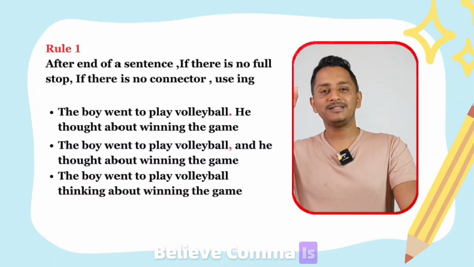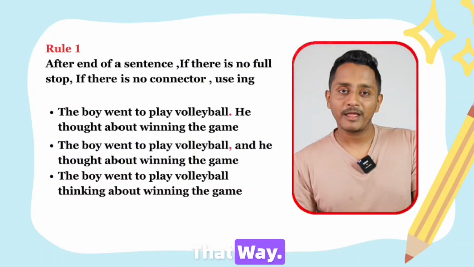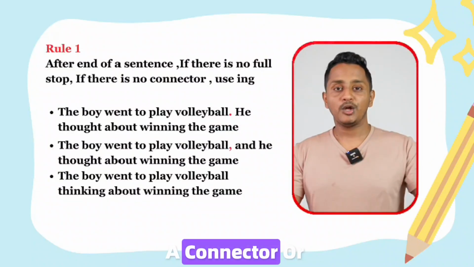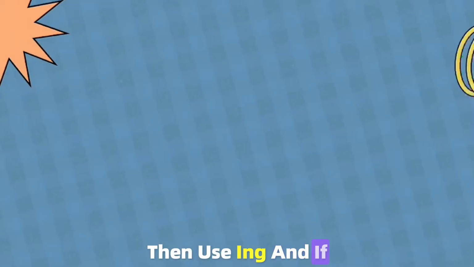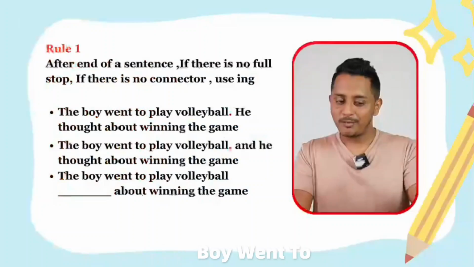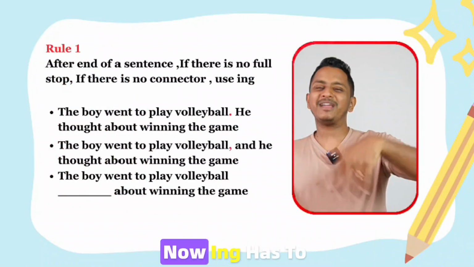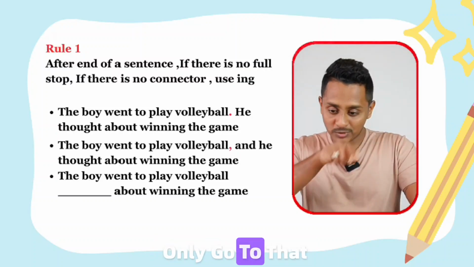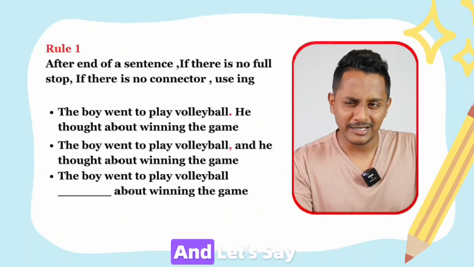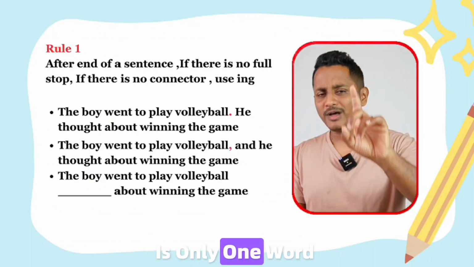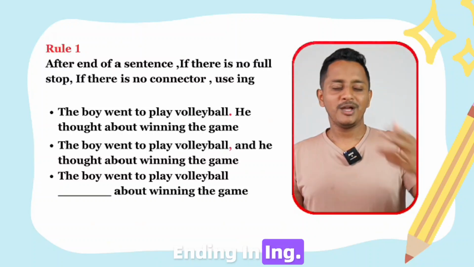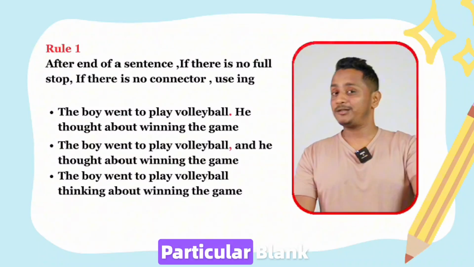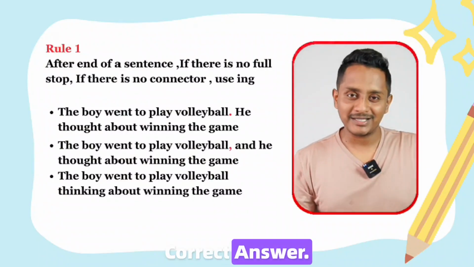Then you're going to use ing. Don't blindly believe comma is there, so I'll use ing. No, it doesn't work that way. You got to feel that, okay, the sentence is ending and still continued without a connector or without a full stop, then use ing. And if at that point there is a dash, the boy went to play volleyball, dash about winning the game, now ing has to come. If you would know this in advance, your eyes would only go to that option which is ending in ing, and let's say fortunately there is only one word ending in ing. Put a blindfold and directly put this answer for that particular blank, because ing is the correct answer. Hope you are getting it.